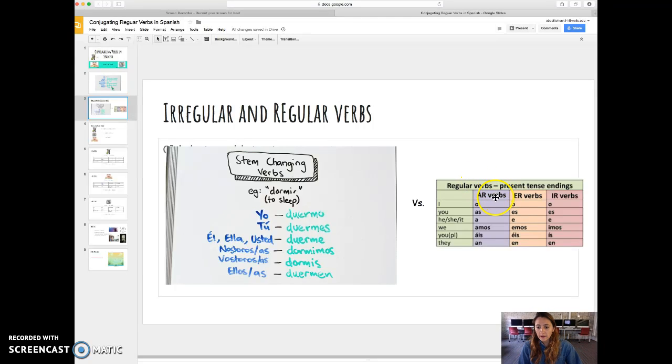Let's take a look at the AR verbs. O, as, a, amos, áis, an. ER verbs, o, es, e, emos, éis, en. IR verbs, o, es, e, imos, ís, en.